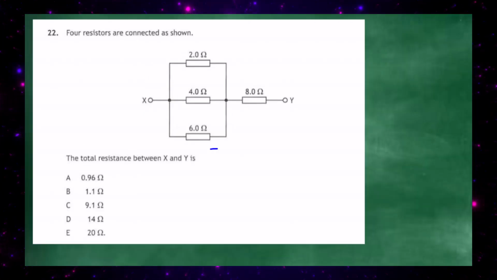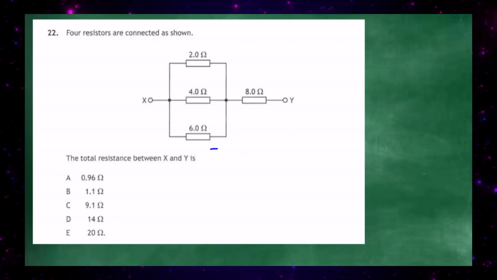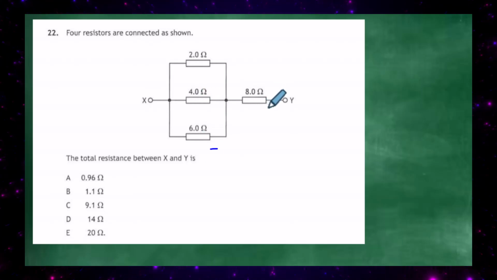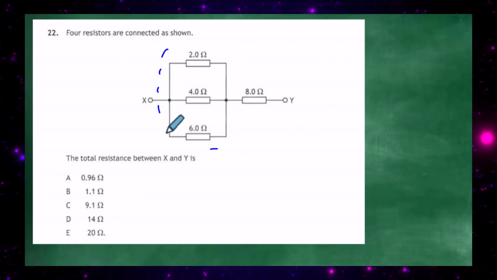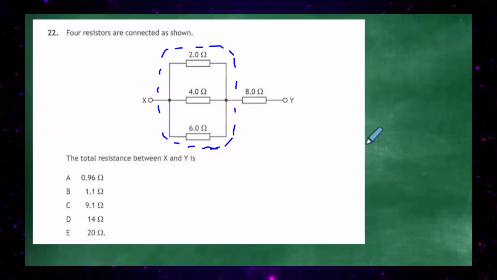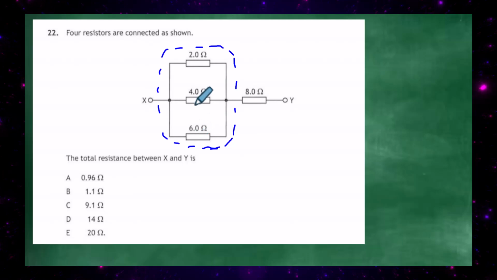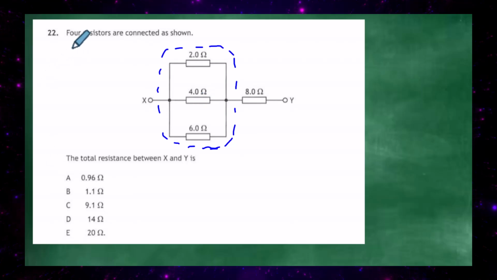Question 22. 4 resistors are connected as shown. We have 3 resistors in parallel and 1 series resistor. We want the total resistance between X and Y, and we're given our 5 choices. Between this part of the circuit here, we'll dot round the circuit, that's the parallel part, and we've got the series part here. So 2, 4 and 6 are not easy numbers to deal with, as in the simple hack of finding half and a third. We have to rely on the formula.